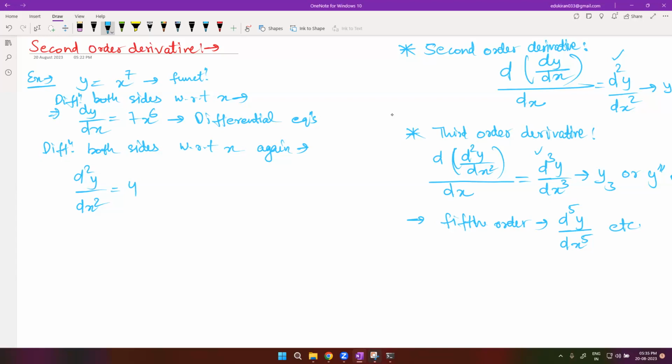So it should be 42. I mean, 6 will come down and power will be reduced by 1. So this becomes 6x to the power 5. There is already a 7 present. So it should be 42x to the power 5. So this is your second order derivative in nutshell. That is how you can calculate second order derivative for any given function. Easy.